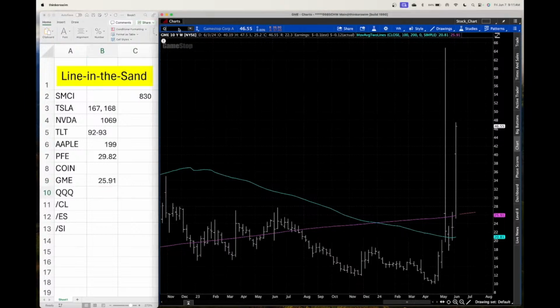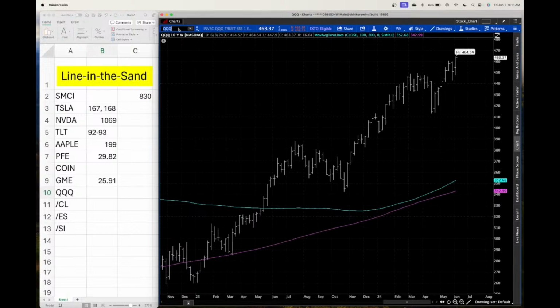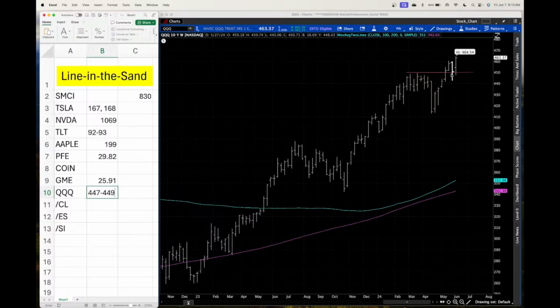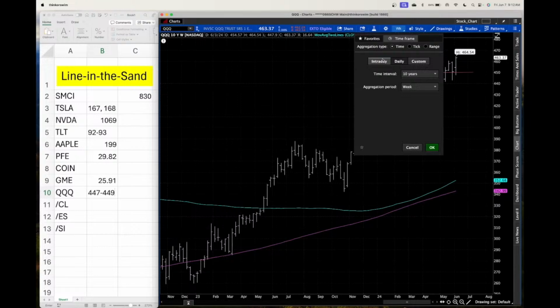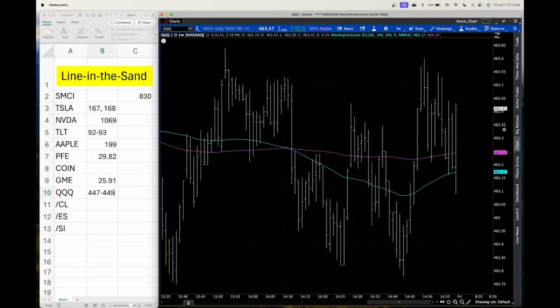Let's do one more before we break off to our all access. Qs, pretty straightforward. This is what we've been watching. Overlapping levels. When the market, we had 447 or 449 as our line in the sand. We are going to keep that line in the sand, 447 to 449. Above bullish, below bearish. We just had the release of non-farm payroll. Qs haven't really sold off very much. It looks like they're trying to sell off, but I'm not sure they're going to be able to.